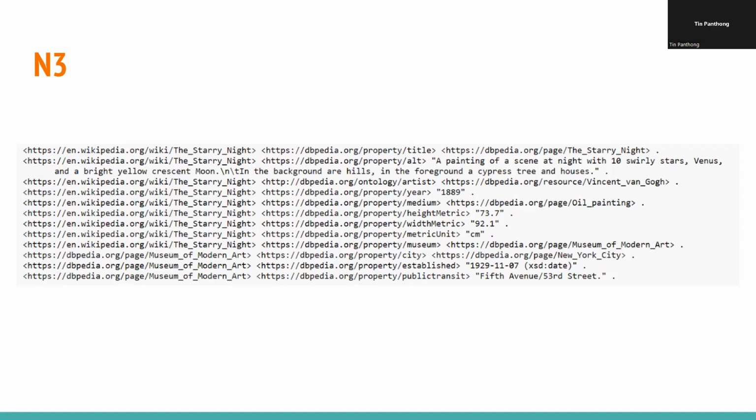Yeah, it didn't work for me as well. So I'm quite confused how to differentiate between N3 and Turtle. Because from what I understand, Turtle will always work for N3, right? Because Turtle is a subset of N3. Yeah. But there should be specific N3 notation as well, I think. I don't know.